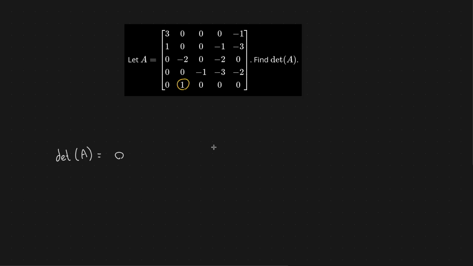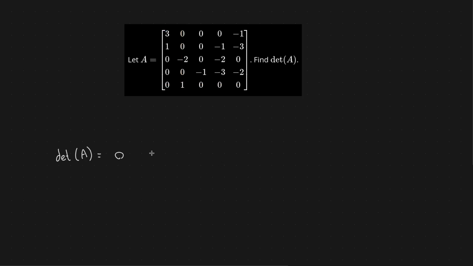Next entry in the last row. Now this isn't 0, so I do have to worry about this. Okay, so I'm going to get a 1 and then the determinant of what's left over. Okay, that's a 4 by 4. It is what it is.